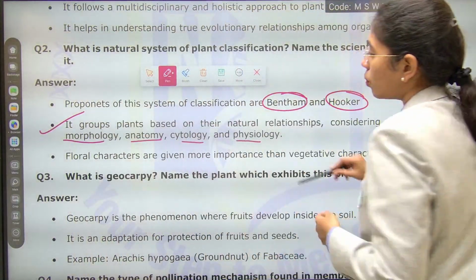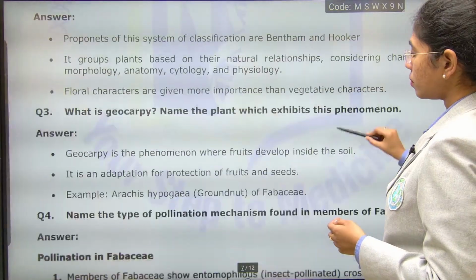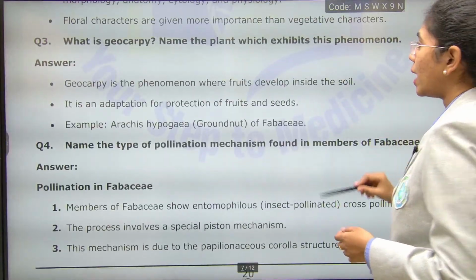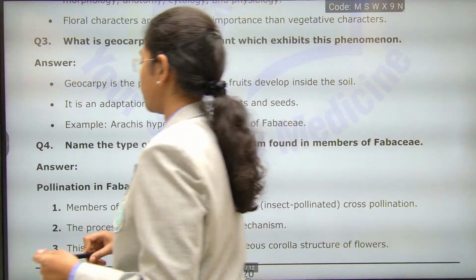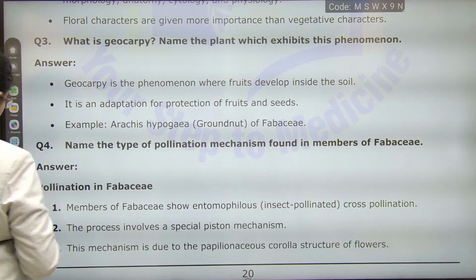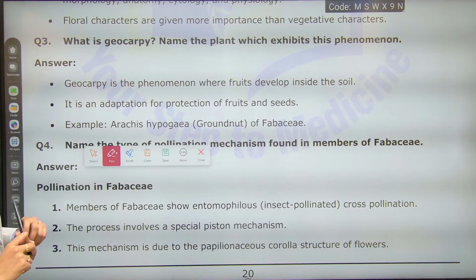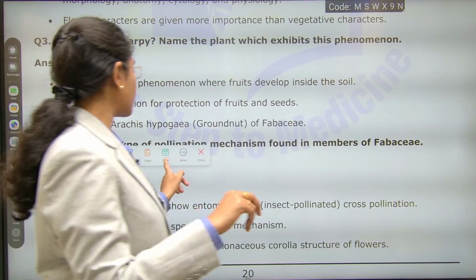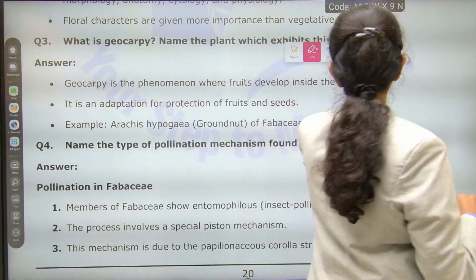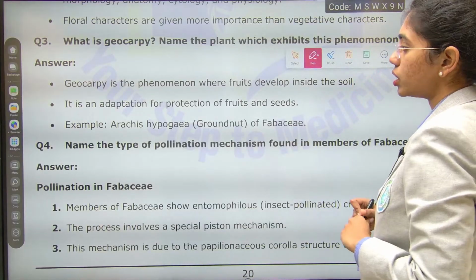Next, what is geocarpy? Name the plant which exhibits the phenomenon. Last two questions of today's session. Geocarpy is nothing but the phenomenon where fruits develop inside the soil. Best example is Arachis hypogaea, which is groundnut.